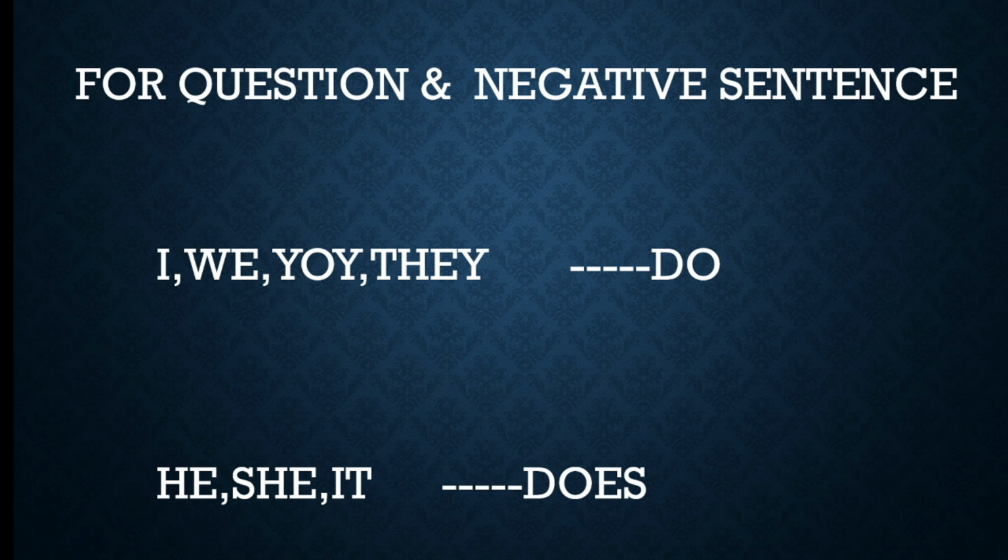Supposing there is an auxiliary verb like am, is, are, you could easily write he is not there, or I am not coming, or they are not playing. So easily you can add not to the auxiliary verb. Supposing the auxiliary verb is not there, you should see the subject. If the subject is I, we, you, they, then you should use do. Supposing the subject is he, she, it, then you should use the verb does for negative or for question. Keep in the mind. Let's move on.